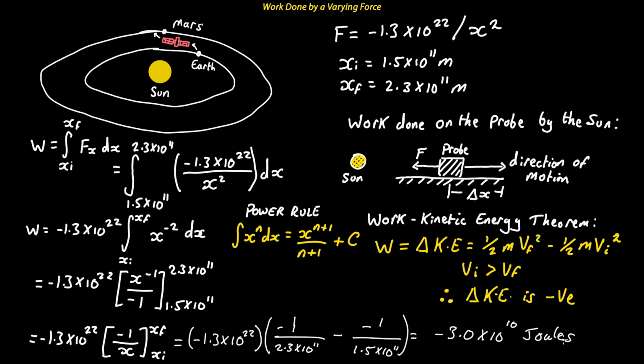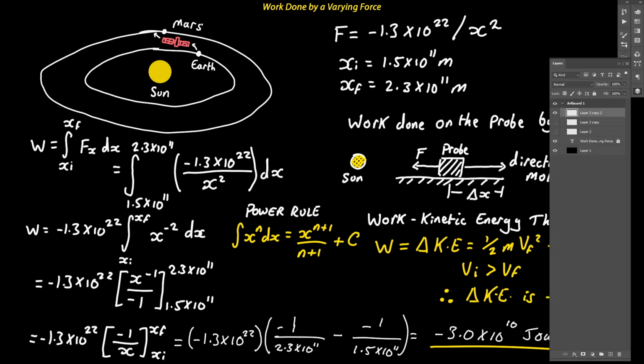And this is how much kinetic energy is being taken away from the probe as it moves from the Earth's orbit to Mars's orbit. So we have a negative work value here, and it tells us that 30 billion joules of kinetic energy is being taken away from the probe as it moves from the Earth's orbit to Mars's orbit. This means that the probe's velocity will decrease as it approaches Mars.